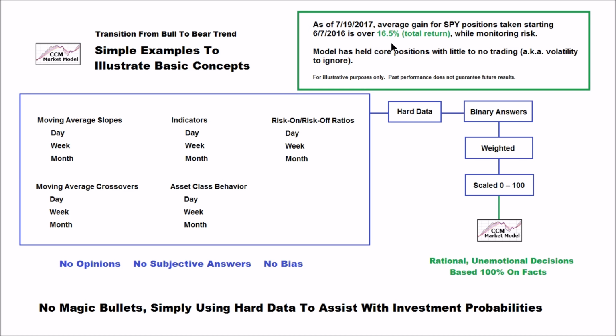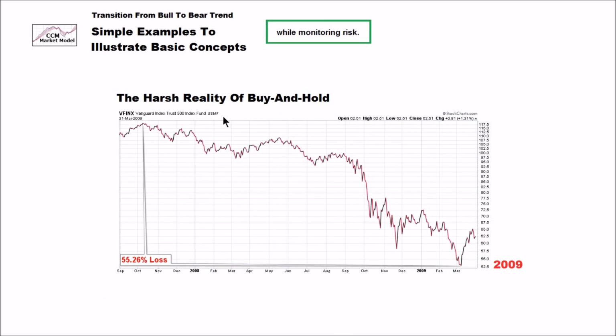That's a 16.5% total return while monitoring risk, and we'll double back to that. And we're also happy to report that the model has held our core positions with little to no trading. Meaning, since taking these positions, the core model has said any pullback has been volatility to ignore. And it's extremely important to view this number in the context of risk management. Why? Because if our SPY positions are blind buy and hold, and we're not monitoring them and managing risk if needed, very, very bad things can happen with buy and hold using index funds.